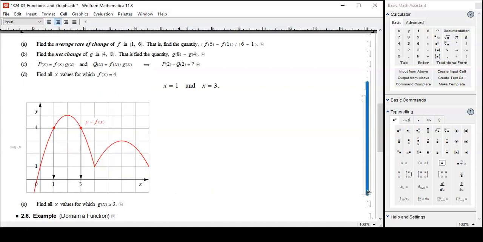Let's see, do we have some picture? Okay, that's nice. Function value is 4. F of x is equal to 4. And then we have these two crossings, and their x coordinates are 1 and 3 respectively.